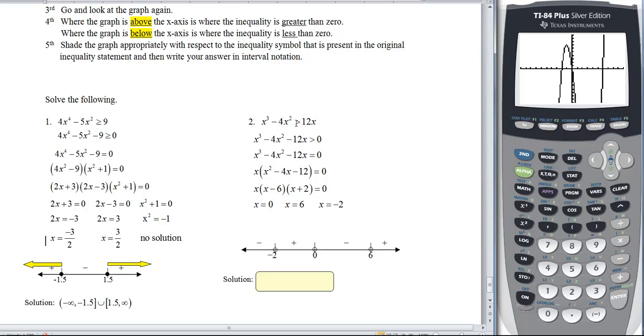Now, this problem could have been a less than. And if it had been a less than, then this side would have had to have been the negative pieces. So I need this piece right in here and this piece over here. So why don't you go ahead and shade. Shade from negative 2 to 0 and 6 to infinity. And I'm going to use parentheses and a union. So that would be my solution for this one.